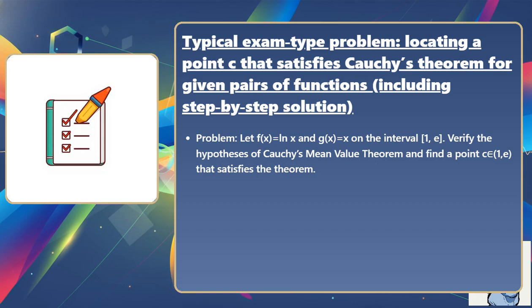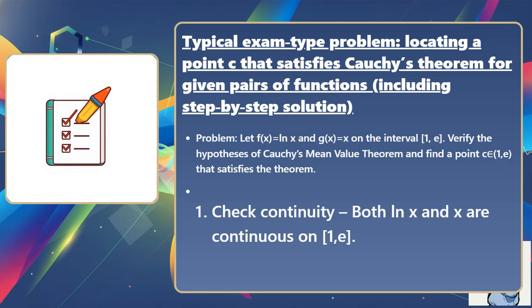Problem: let f(x) equals ln x, and g(x) equals x on the interval [1, e]. Verify the hypotheses of Cauchy's mean value theorem, and find a point c in (1, e) that satisfies the theorem. Step 1. Check continuity.